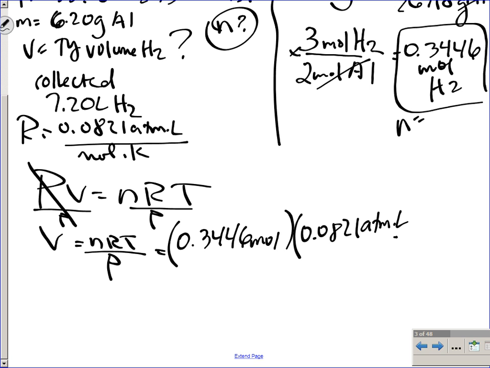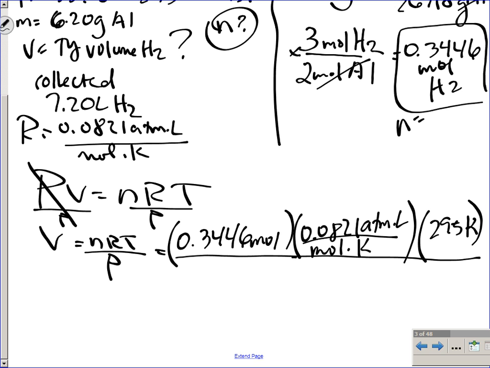Atmospheres times liters per mole. Okay, I'm really not sure what that formula is for. Surprise. Okay, and then temperature? 295 Kelvin over 0.9476 atmospheres.